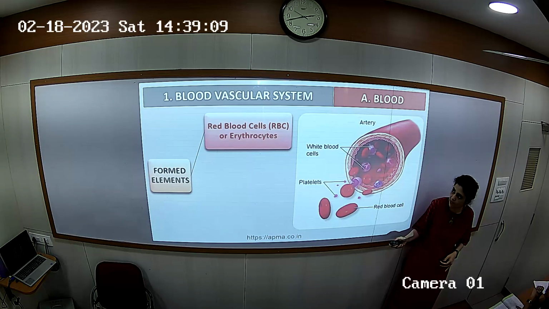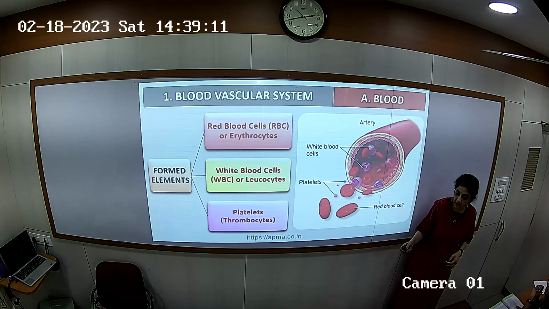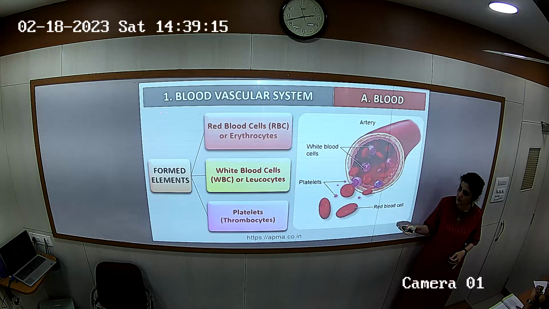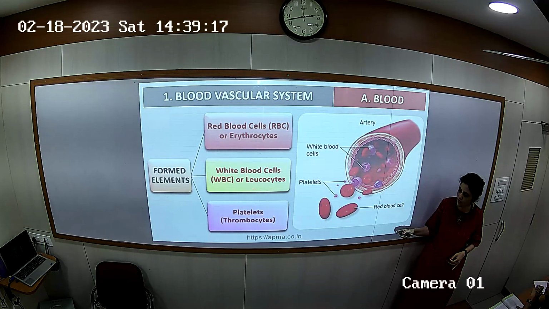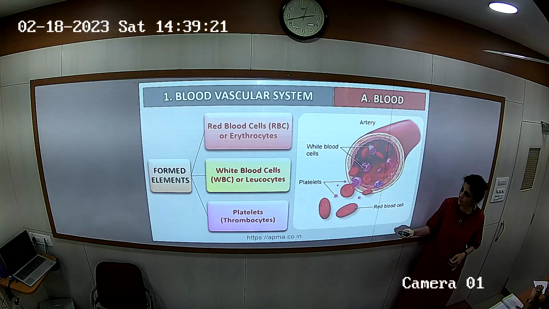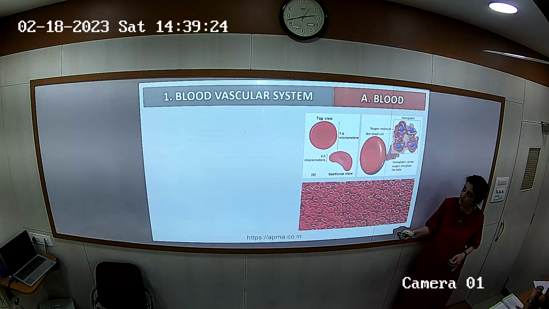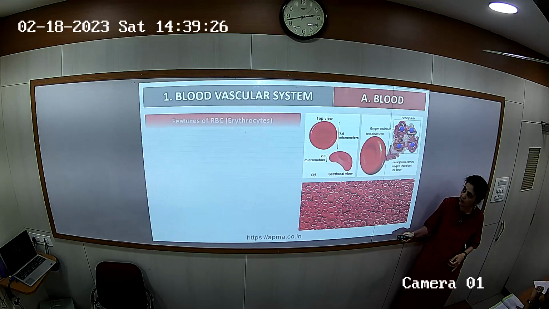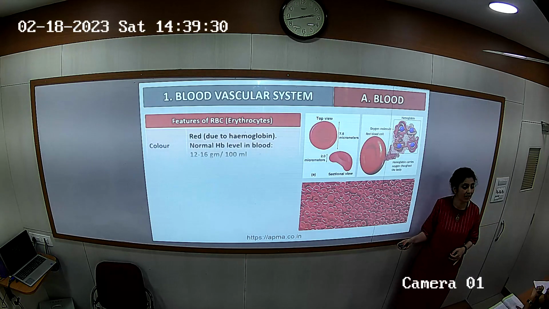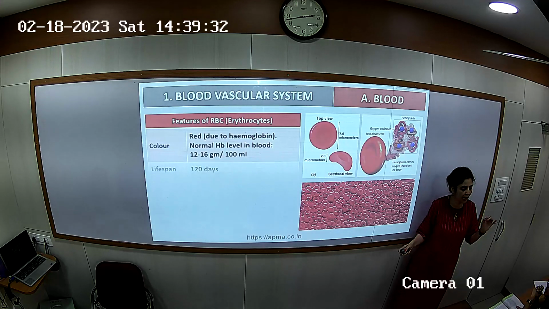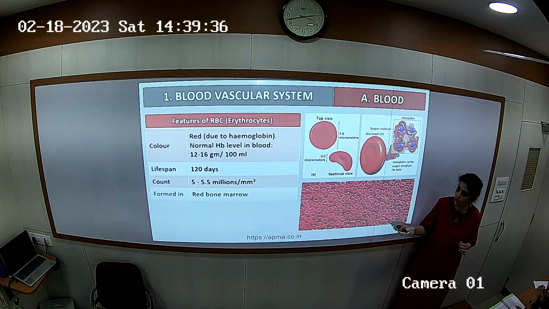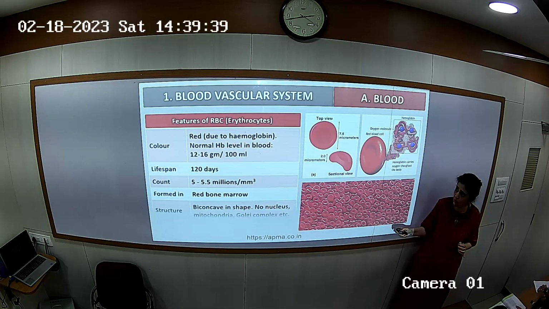Coming to formed elements: RBCs, WBCs and platelets. Okay, so RBCs, red blood cells or erythrocytes, WBCs or leukocytes, and platelets or thrombocytes. This is the terminology. Coming to RBCs. Features of RBCs. Red. Blood is red due to RBC and RBC is red due to hemoglobin.